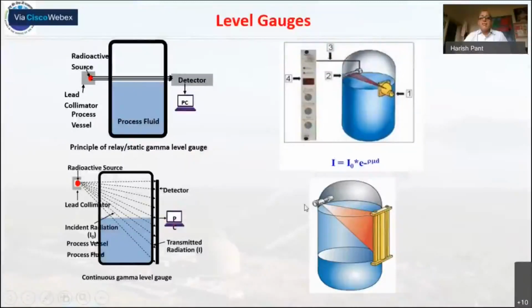You can see that these are the schematics of the gauges which are used in industry. This is a discrete level gauge, and this is a continuous level gauge.